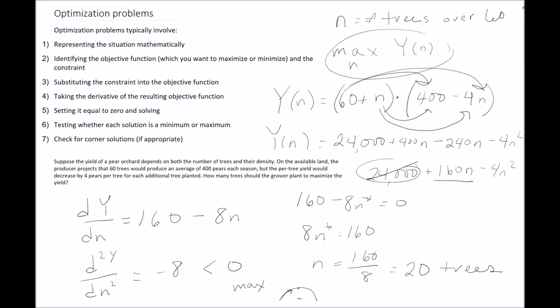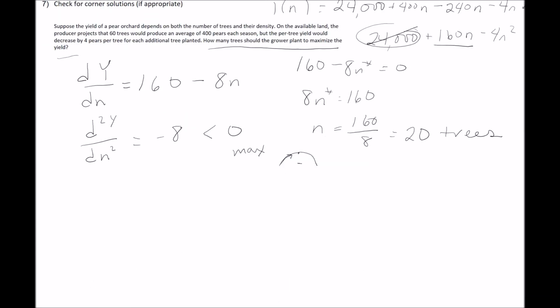Last step, just make sure that I've answered the question that was asked. The question was how many trees should the grower plant to maximize the yield? And 60 plus 20. The grower should plant a total of 80 additional trees.